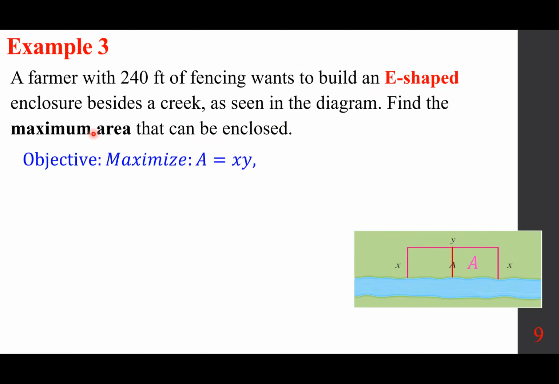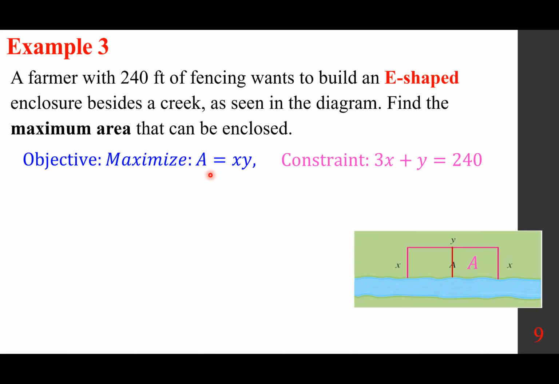What is the constraint? What is the limiting factor? We have only 240 feet of fencing. So can anybody give me the equation of a constraint, therefore? We have 240 feet of fencing. 1, 2, 3x. Normally we have 1 and 2y, but this side doesn't need it. So 3x plus y must be 240.